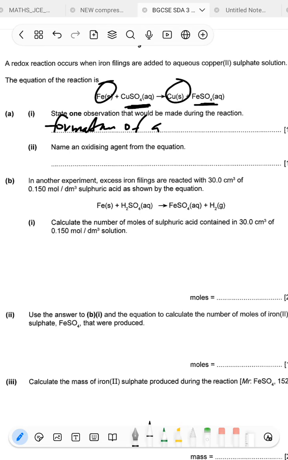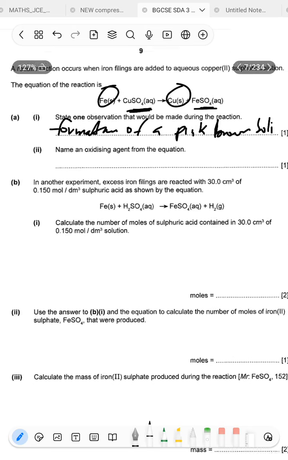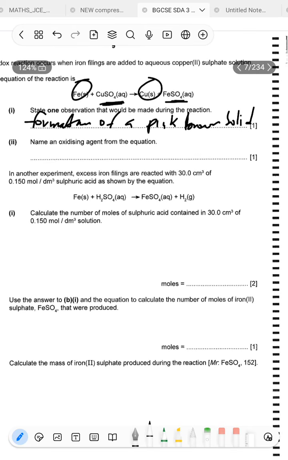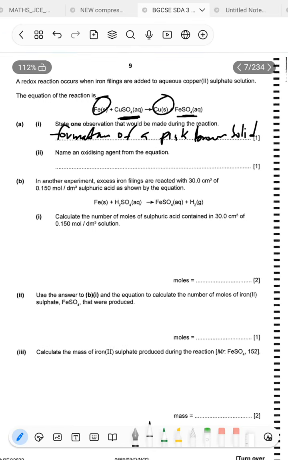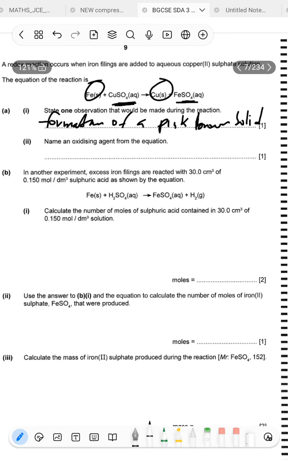a pink brown solid. Remember, you can't say it's copper because you didn't really test for it. There's no step or procedure here where we tested that solid. So you can't just blindly say it's copper because you haven't done any metal test on the solid.